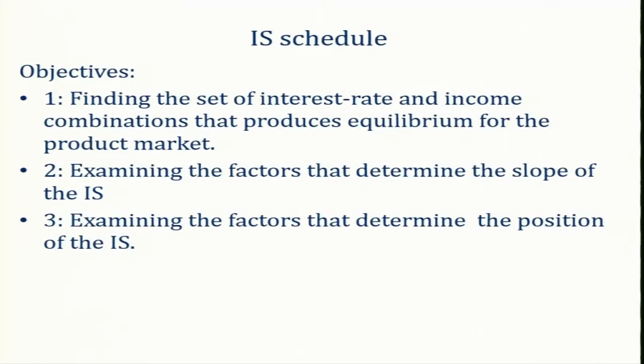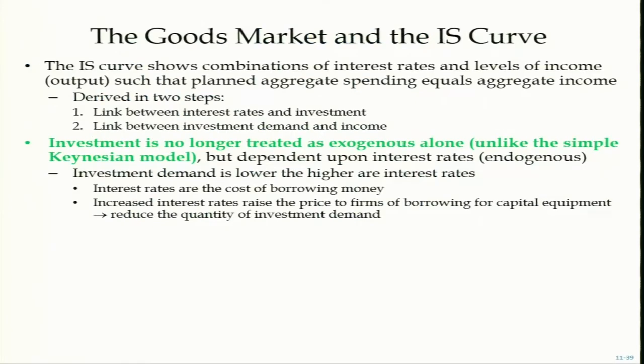In this session, we are going to discuss how to derive the IS curve, the IS schedule, and then we will be examining the factors that determine the slope of the IS curve, as well as the factors that determine the position of the IS curve. The IS curve is also called the goods market equilibrium. The IS curve shows the combination of interest rates and the level of income, by which we mean output here, such that planned aggregate spending, that is the aggregate demand, equals aggregate income.